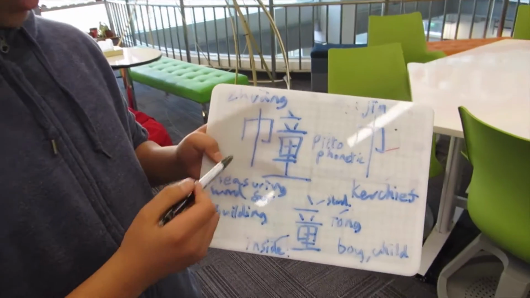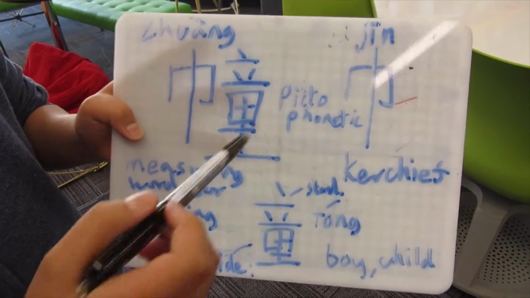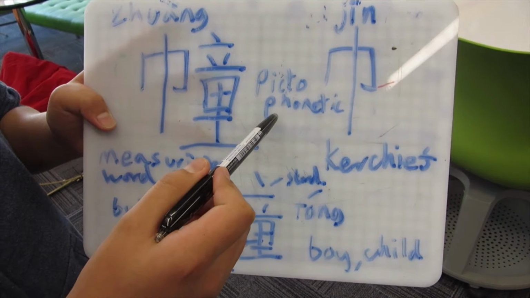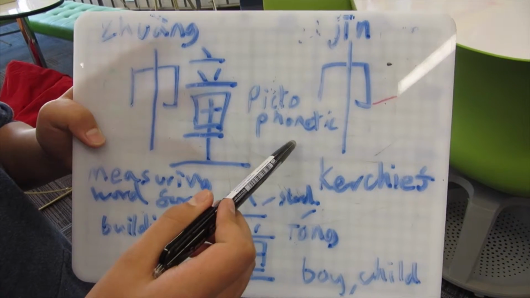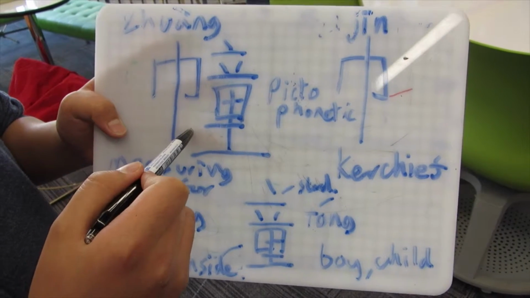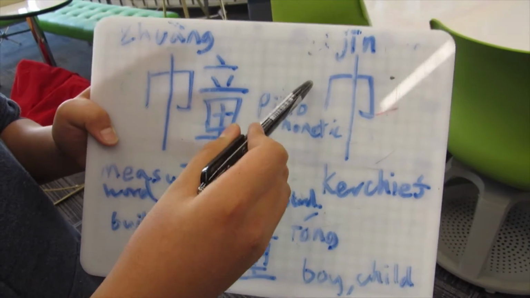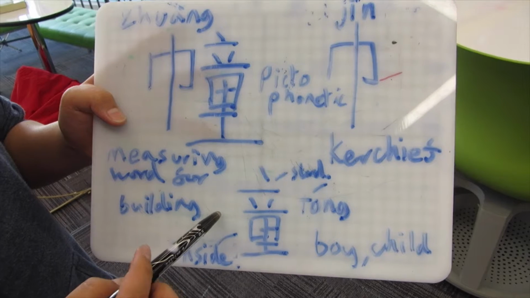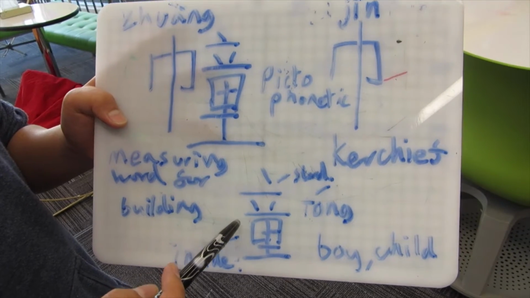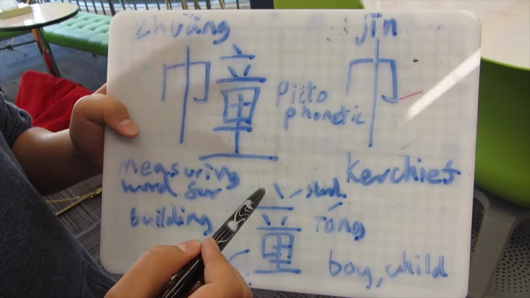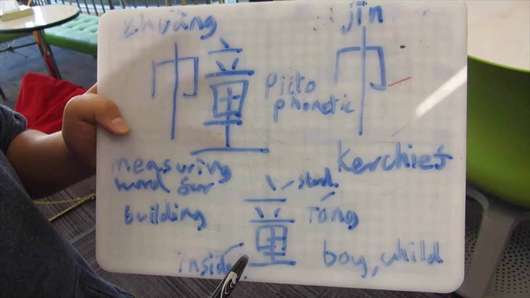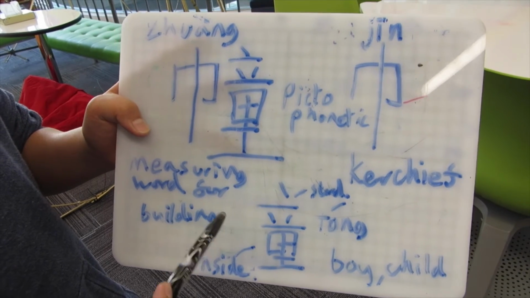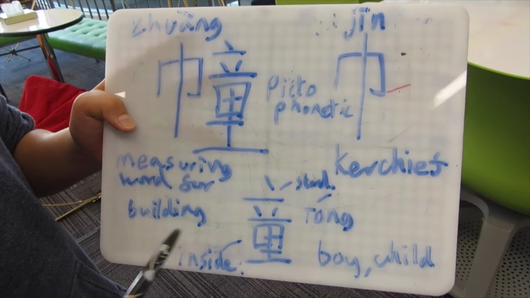This word is zhang, and it means measuring, or for buildings. It is pictophonetic. Picto means it gives a hint of meaning, and phonetic means it gives the hint of sound. It's divided into two different parts. One is jin. This radical means kerchief, and other character is tong. The tong means a child, and tong is divided into two different radicals. One is stand, and one is inside. So the way to remember this is by thinking of child standing in a building. So measuring words for building, it matches.